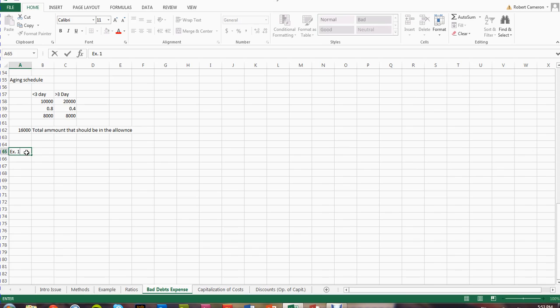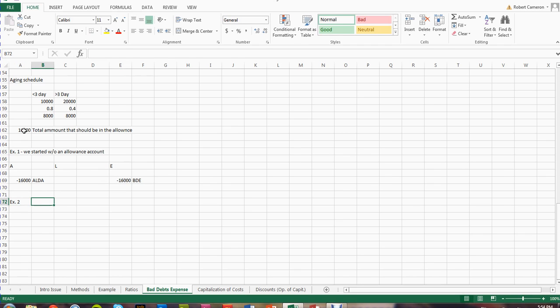So example 1, we started without an allowance account. If we started without an allowance account, then that means we have nothing in the allowance, which means it's simple. It's like the percentage of sales again. We just have negative 16,000 in the allowance for doubtful accounts, and then negative 16,000 in bad debts expense. Bam.